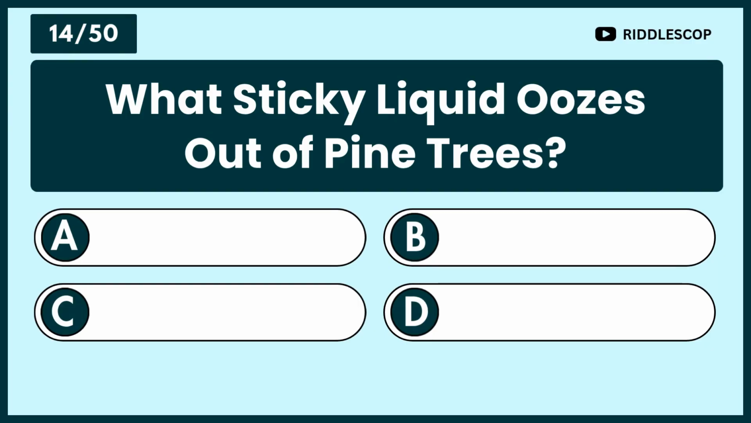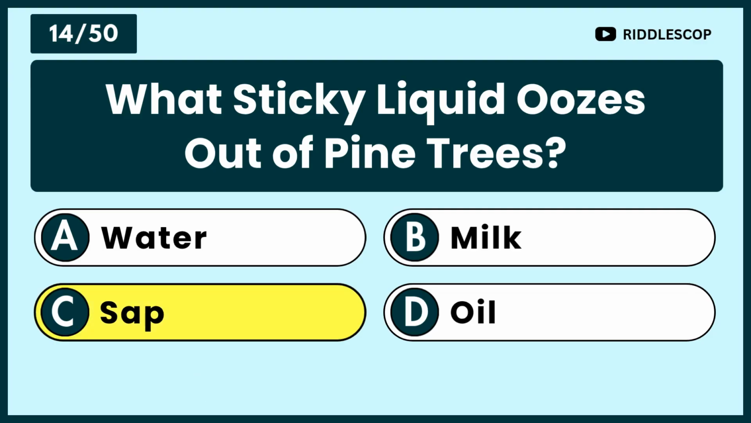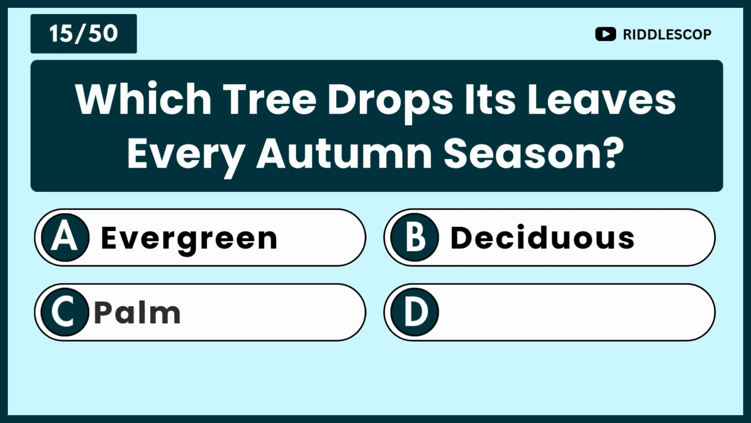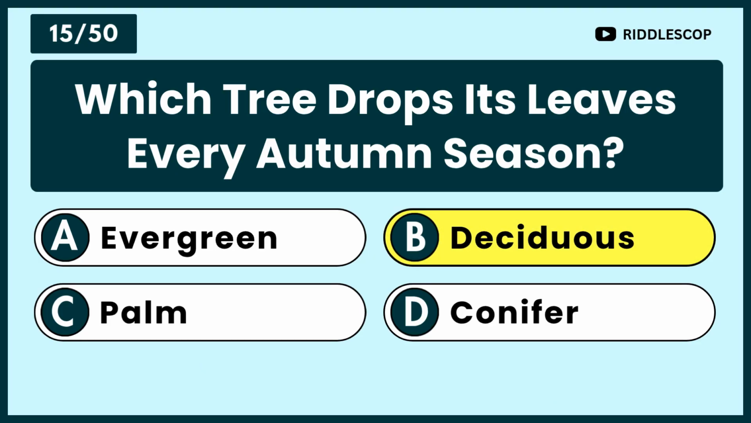What sticky liquid oozes out of pine trees? Option C. Sap. Which tree drops its leaves every autumn season? Option B. Deciduous.